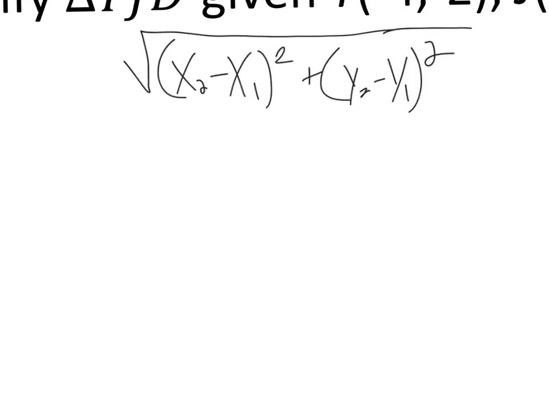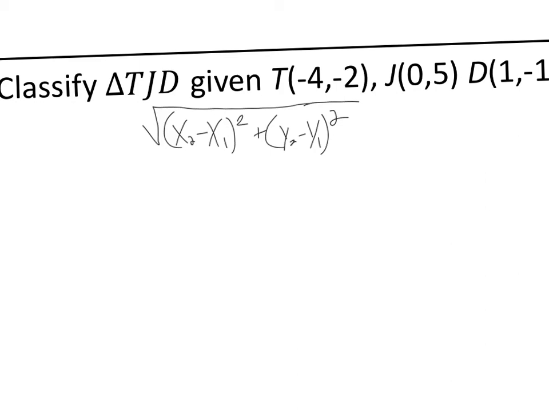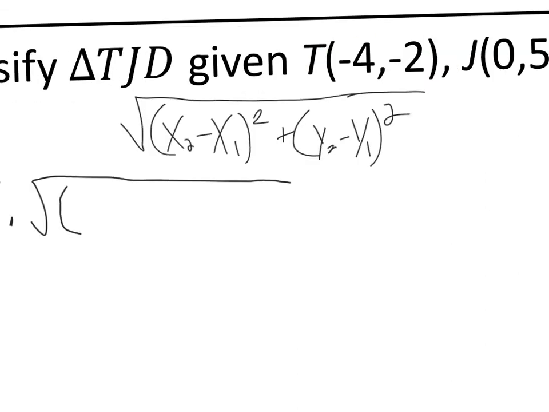So, if you don't remember, this is your distance formula: the square root of (x2 minus x1) squared plus (y2 minus y1) squared. What I'm going to do is find the distance of TJ, TD, and JD. Finding the distance of TJ, x2 is 0, x1 is -4, so 0 minus -4 squared, plus y2 is going to be 5, minus y1 is -2, so minus a -2 squared.